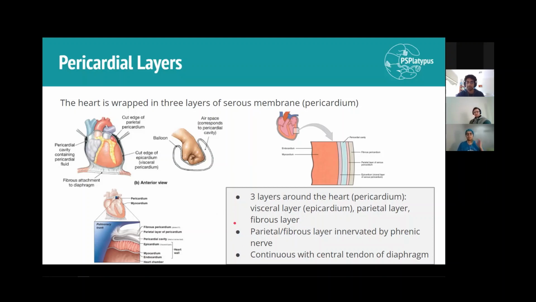So just keep in mind that parietal layers do have phrenic nerve innervation and therefore pain sensation, whereas visceral layers and the organ itself lack that. And so if you cut those, there's not going to be direct pain from that.